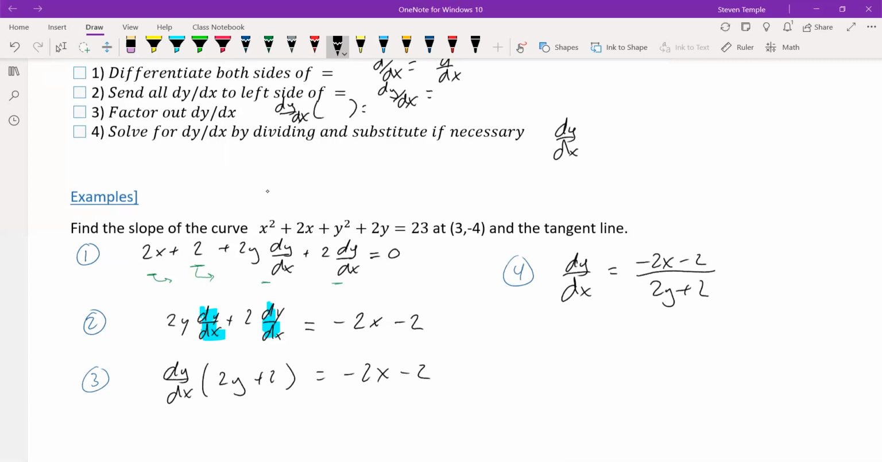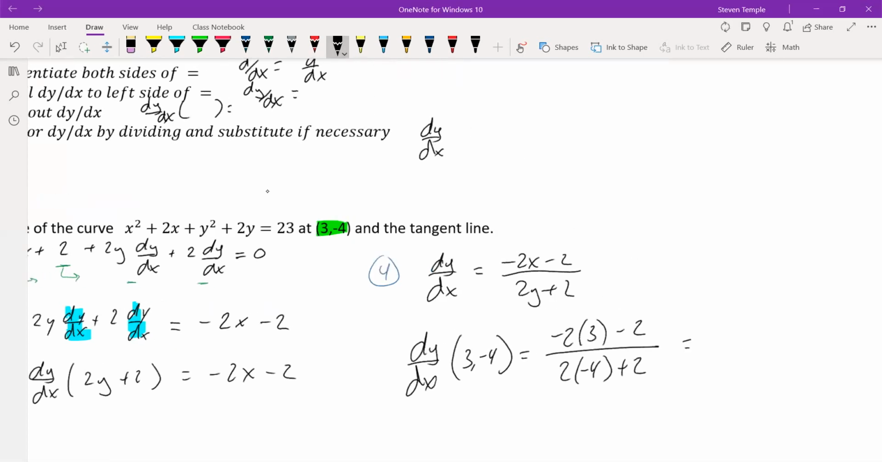Now, there are more things to do here. We want to find the slope at the indicated point. To answer that question, we're going to substitute the point (3, -4) into the derivative. So it's negative 2 times 3 minus 2, over 2 times -4 plus 2. We get negative 6 minus 2, which is negative 8 on top. Negative 8 plus 2 is going to be negative 6. You've got to watch the negative signs. You can factor out a 2, and we're going to end up with a slope of 4/3.